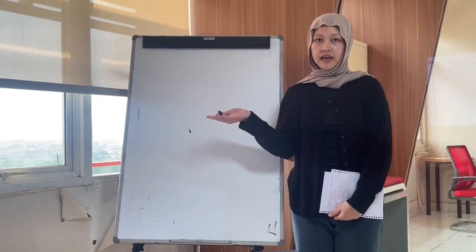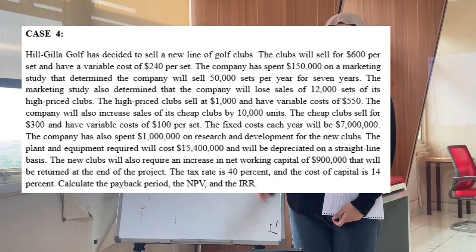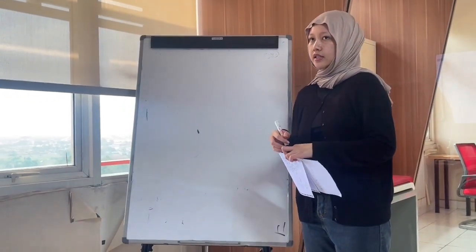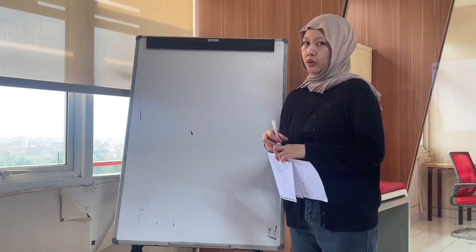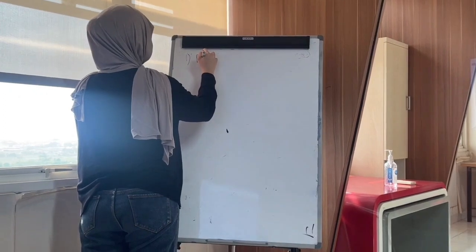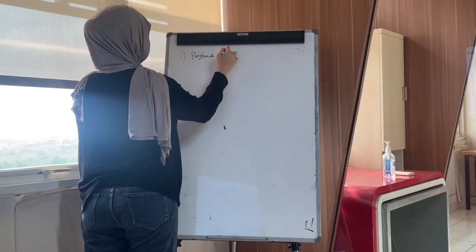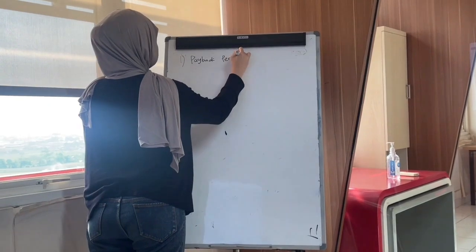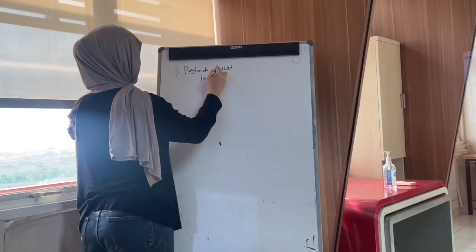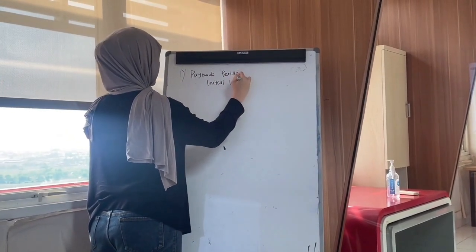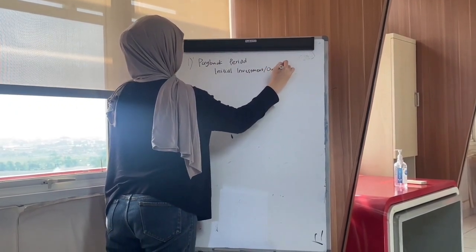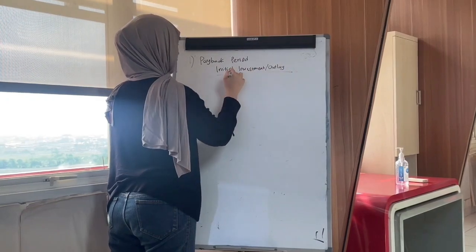Okay, moving on to the last question. Here is the study case and the question, and here's the data given. The first question that we are asked to calculate is the payback period. The formula of payback period is initial investment, or initial outlay, divided by annual cash flow.